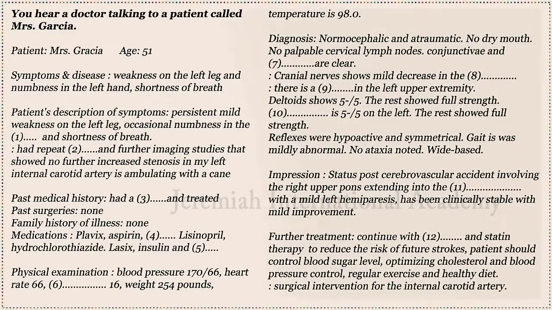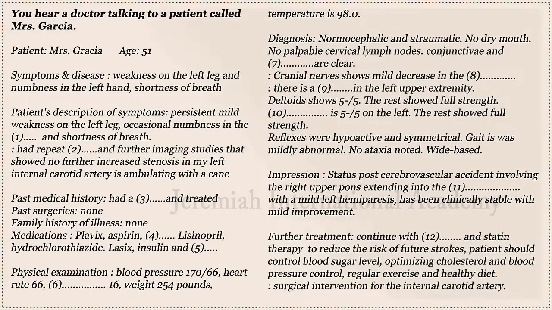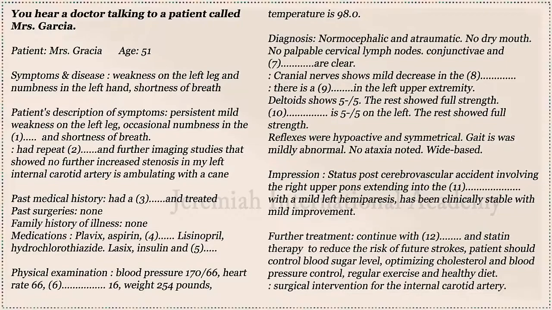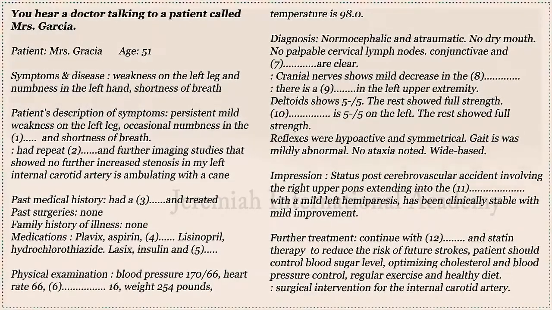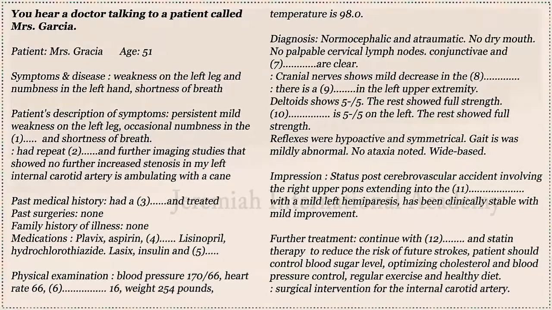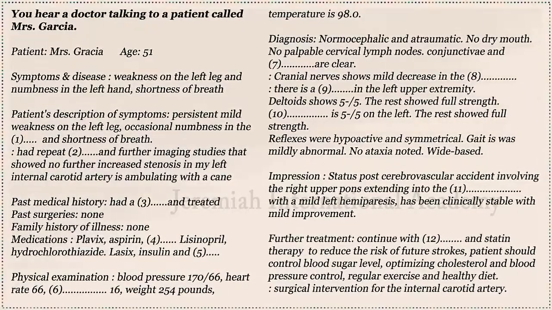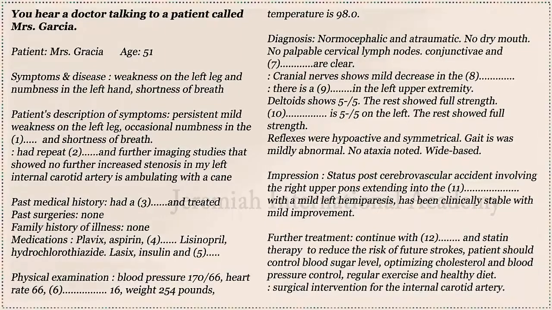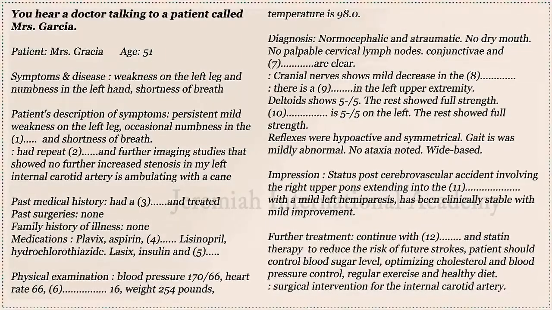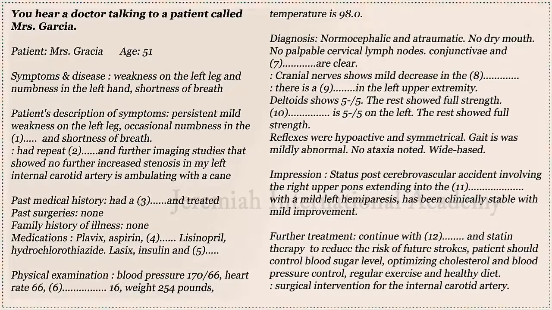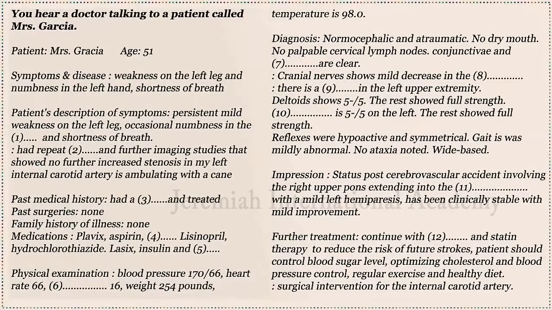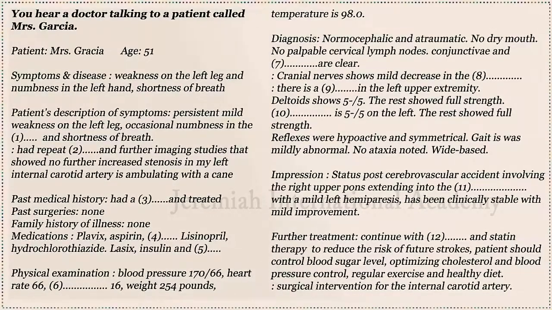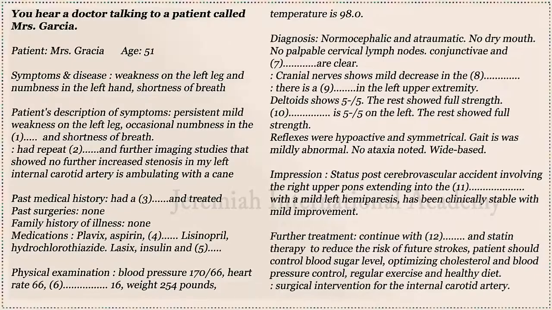Normocephalic and atraumatic, no dry mouth, no palpable cervical lymph nodes. Your conjunctiva and sclera were clear. Your cranial nerves show mild decrease in the left nasolabial fold. There is a mild increased tone in the left upper extremity. Deltoid shows 5/5. The rest shows full strength. Hip flexion is 5/5 on the left. The rest shows full strength. Reflexes were hypoactive and symmetrical. Your gait is mildly abnormal. No ataxia noted. Wide-based, ambulated with a cane.